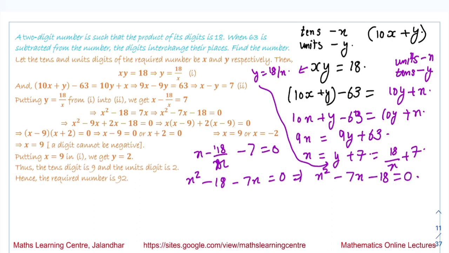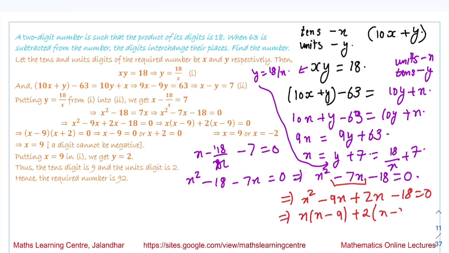Now we have to split this term. The product we require is minus 18. So it is x square minus 9x plus 2x minus 18 is equal to 0. So x is common, it is x minus 9; 2 is common, it is x minus 9 is equal to 0. So we get x plus 2 into x minus 9 is equal to 0. So we have two values of x, one is x is equal to minus 2 and one is x is equal to 9.